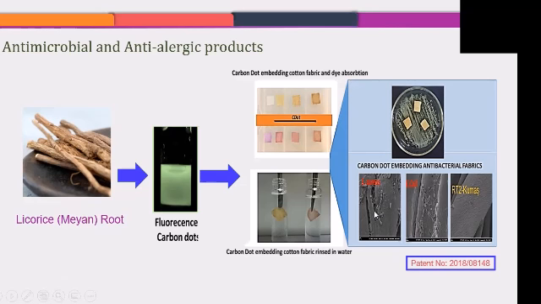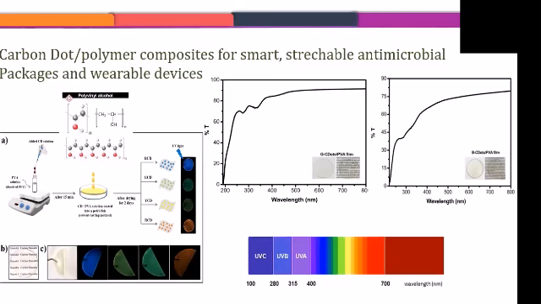The bacteria has grown. Here also the bacteria has grown, but in the textile that we have carbon dust, there is no bacteria on the surface. So this was very good. This patent has been published, and from there we made some polymeric composites that may have antimicrobial efficiency.